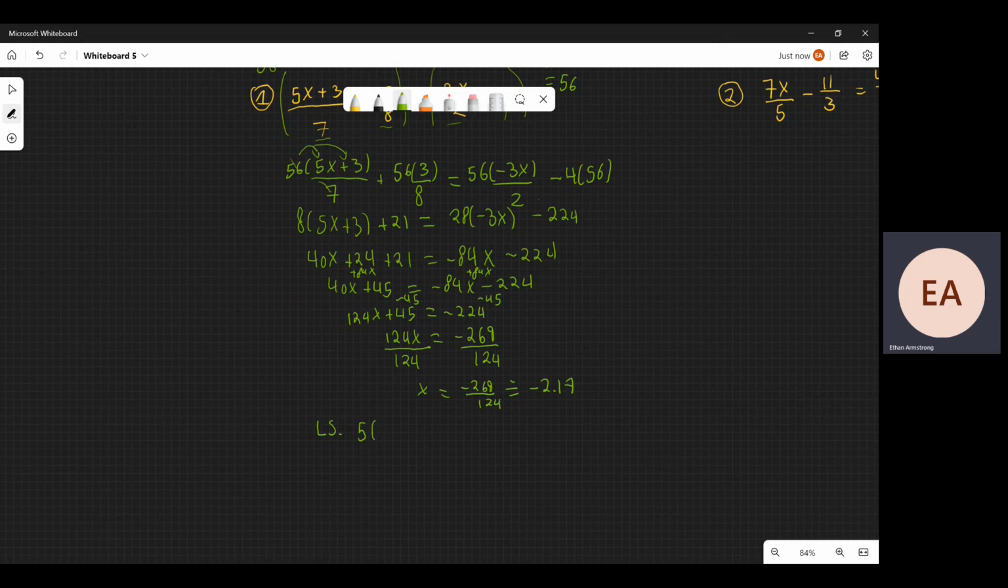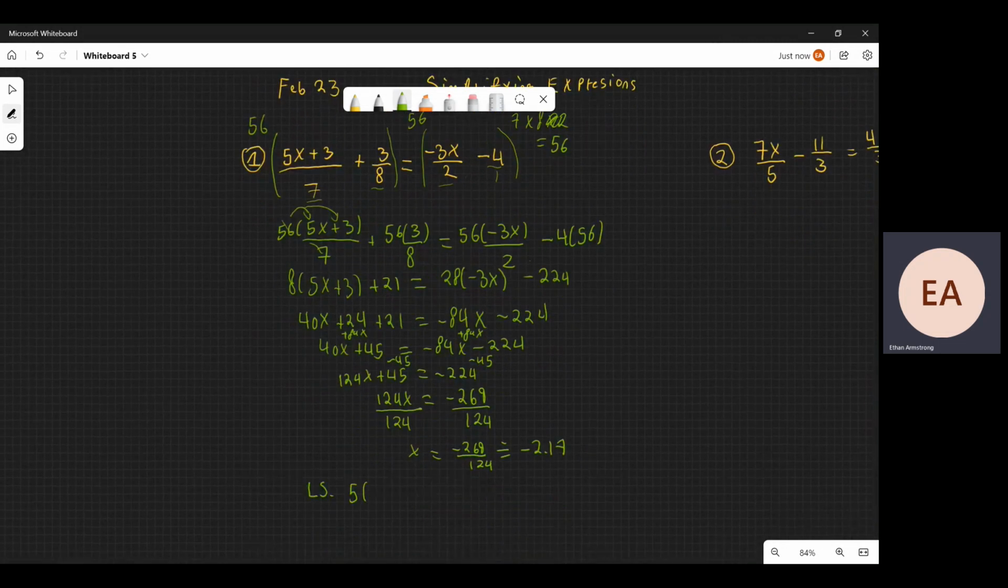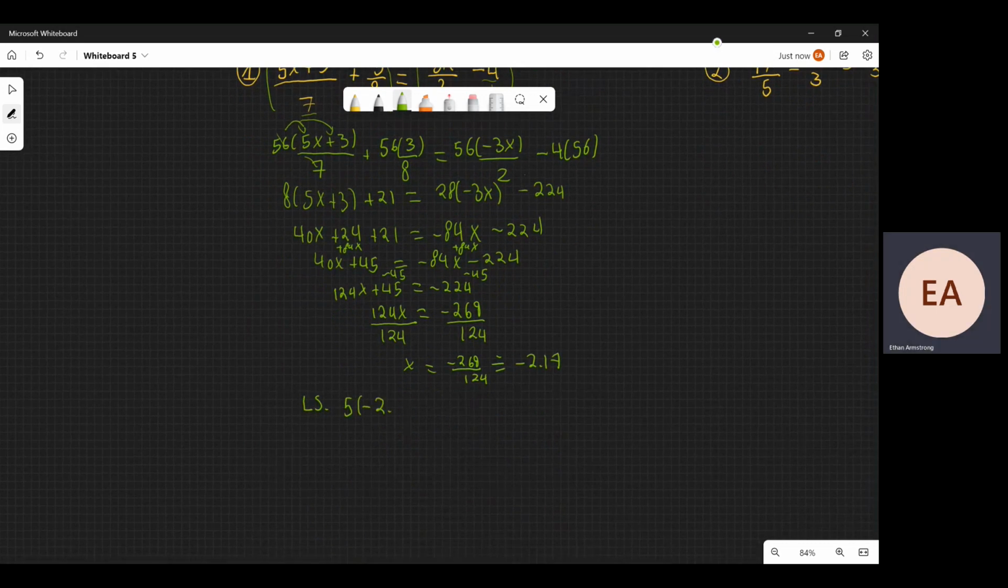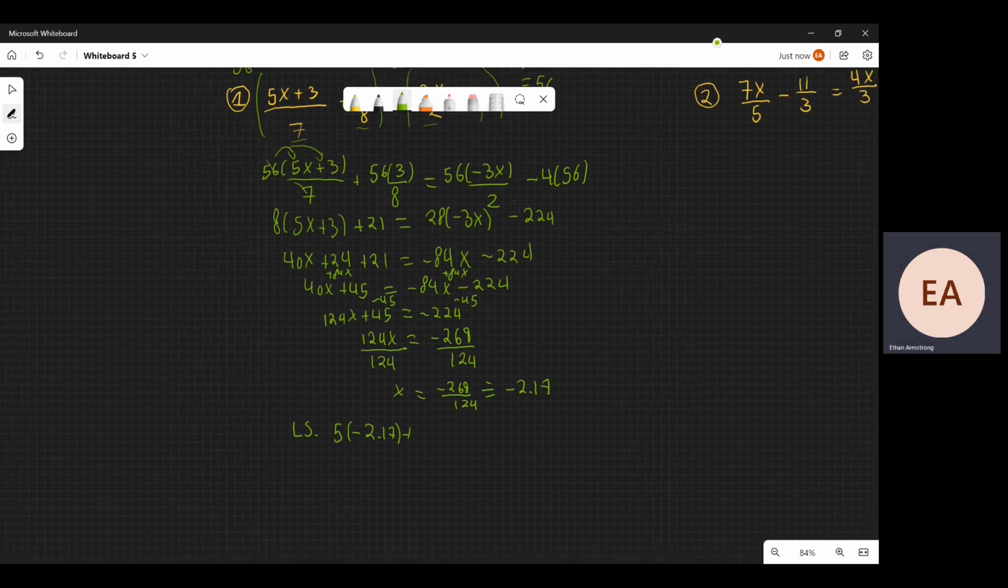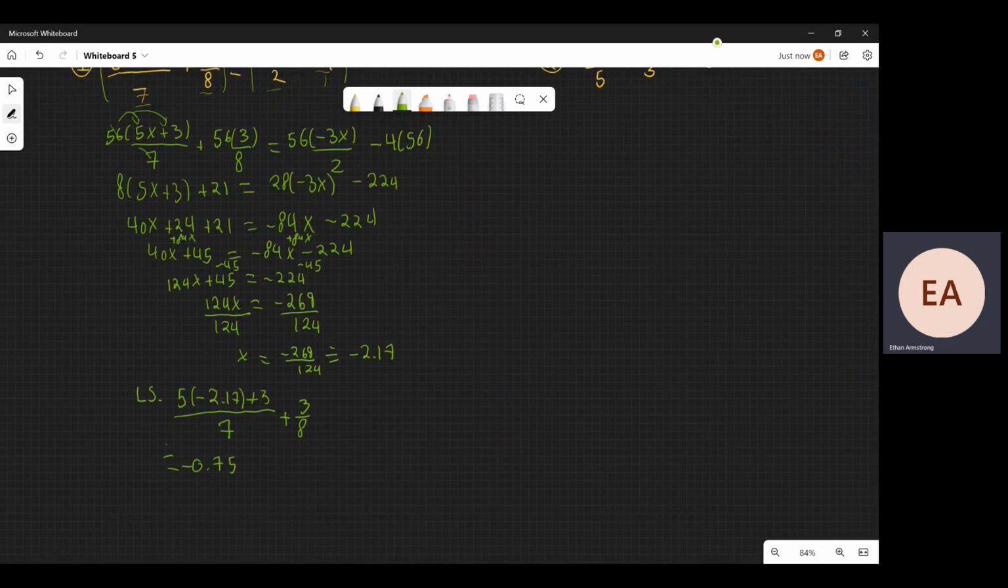On our left side, we have 5x plus 3 over 7 plus 3 over 8. So we're going to have 5 times negative 2.17 plus 3, all over 7, plus 3 over 8. I'm just going to put this in my calculator. And that gives us approximately negative 0.75. So now we can check the right side.